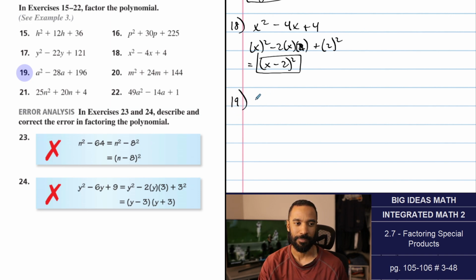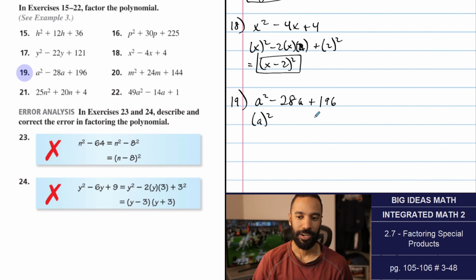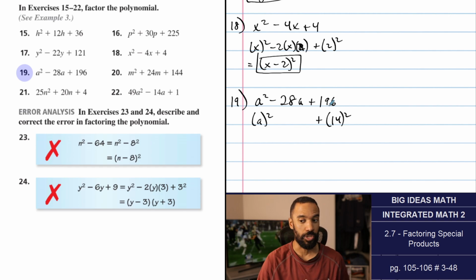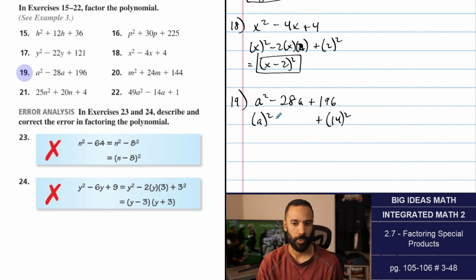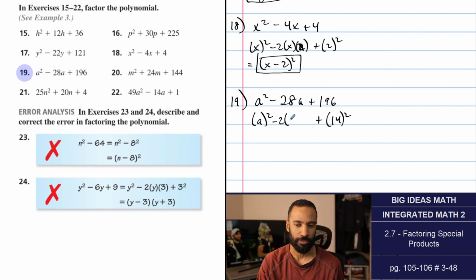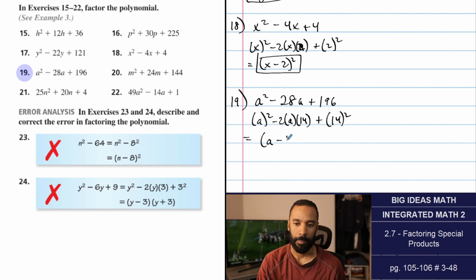Number 19, a squared minus 28a plus 196. We are squaring a here. We are squaring 14 here. That's something that just, hey, do you know it? Do you know your perfect squares? You might want to know your perfect squares up to 16, if not up to 20. That would be pretty good and ideal for these problems. Doubling a times 14 in that case, 14a is 28a. So we get a minus 14 quantity squared for that factorization.